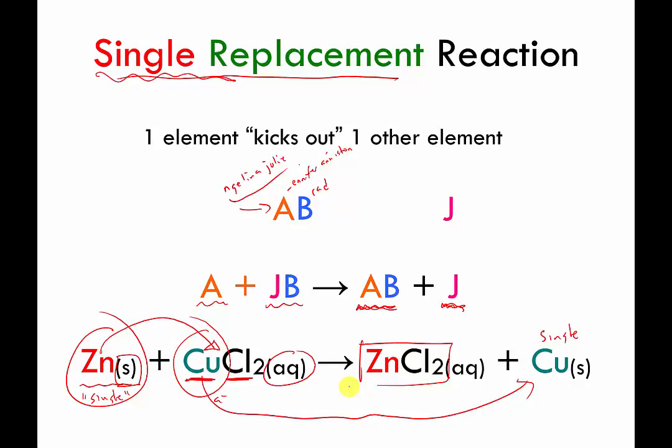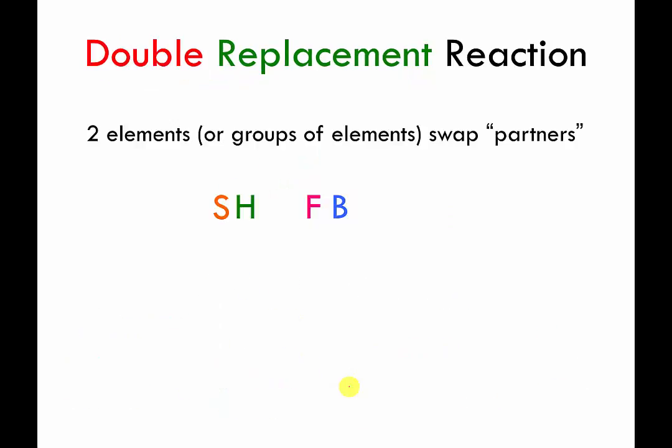If there's a single replacement, there's also a double replacement. Double replacement is maybe a little simpler to explain. You have two pairs of things. So here I have S and H and F and B, and in a double replacement they basically swap.